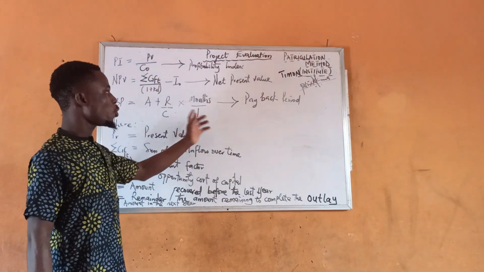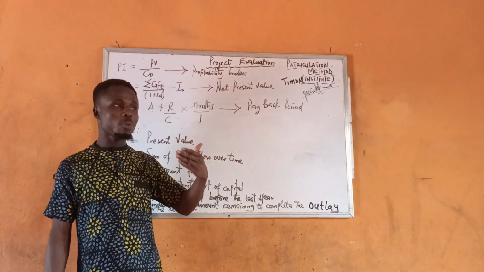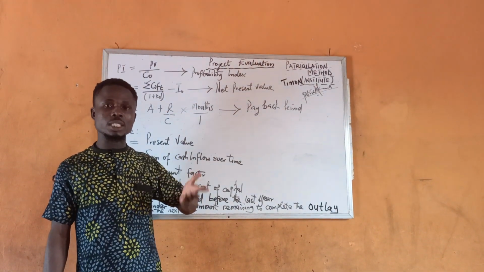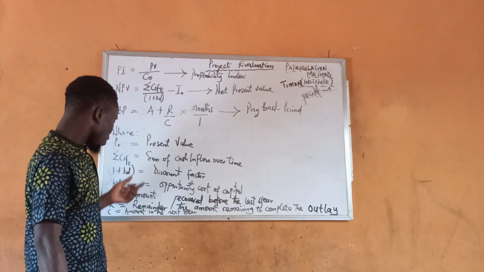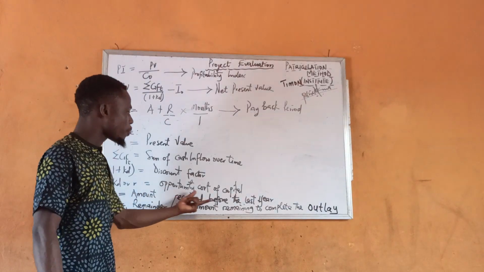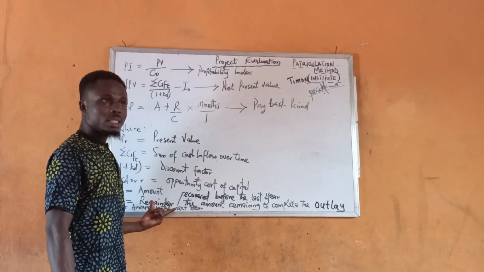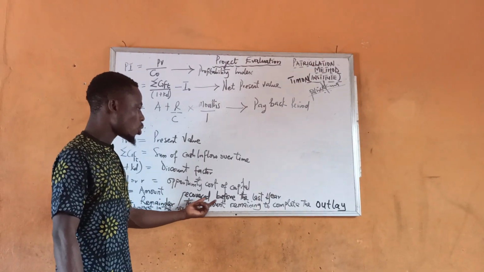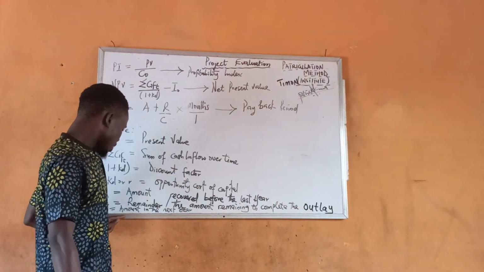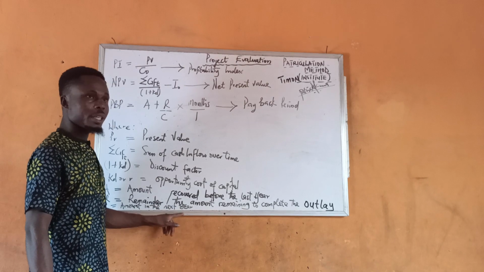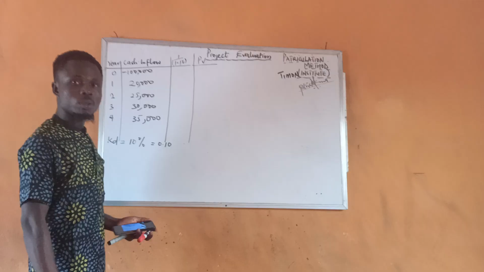This PBP, we are talking about the number of years it will take a business or a project to recover the amount of money invested in the business. So this A talks about the amount recovered before the last year. The R is the remainder, that is the amount of money remaining to complete the outlay, while the C here is the amount in the next year. So with this, we can go.